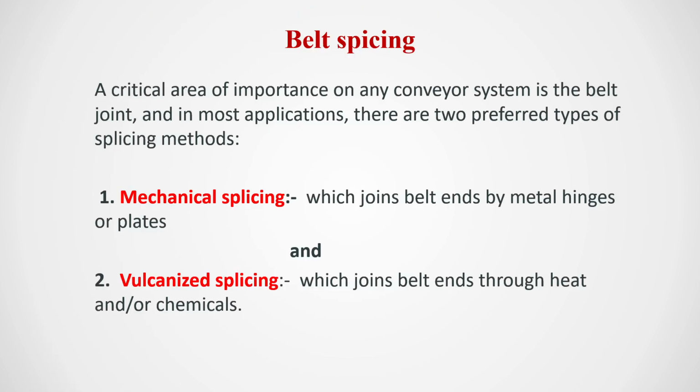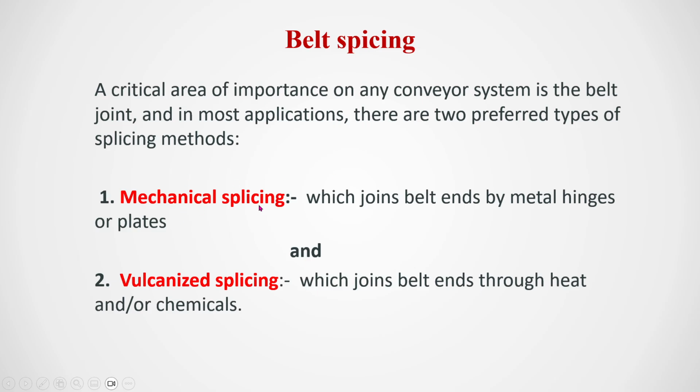Then we will discuss belt splicing. Belt splicing means belt joint. How can we joint? There are two types. Mainly, the critical area of importance of any conveyor system is the belt joint, and it is called splicing. Splicing types will be two.